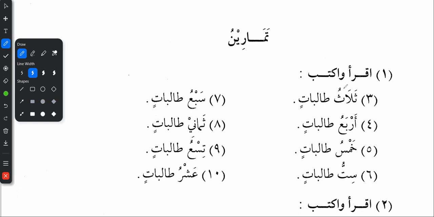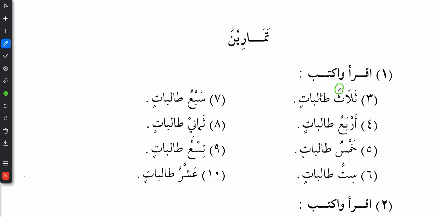So you can see the haraka, thalathu talibatin. Male number, female counted nouns. So as you can see, arba'u talibatin, khamsu talibatin, sittu talibatin, sab'u, and pay attention to the spelling, thamani. You can see the sukun, thamani talibatin, tis'u talibatin, ashru. Now you should pay attention to this, ashru talibatin.